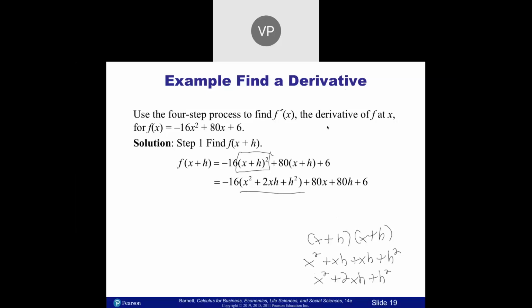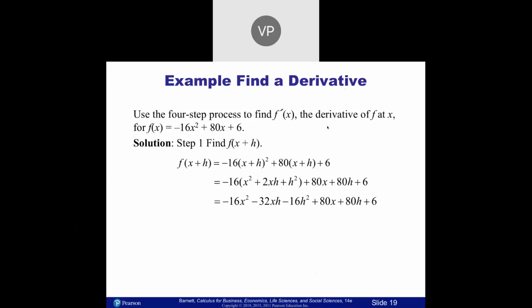So again, pause this if you need to go back and understand where I got that result from, why it's there. All from FOILing a parenthesis. When you have a parenthesis squared, it always means you need to break this down and FOIL it. Okay, so then we're just cleaning up. Remember, we're just finding f of x plus h.